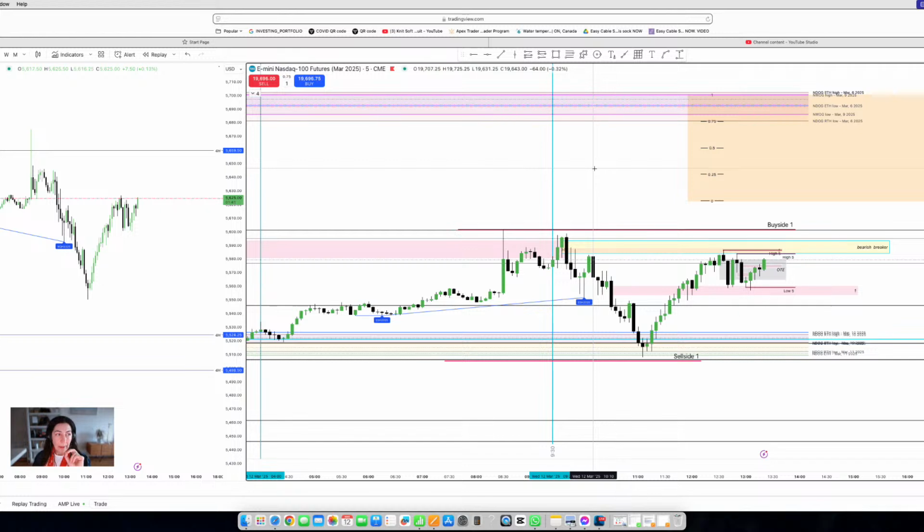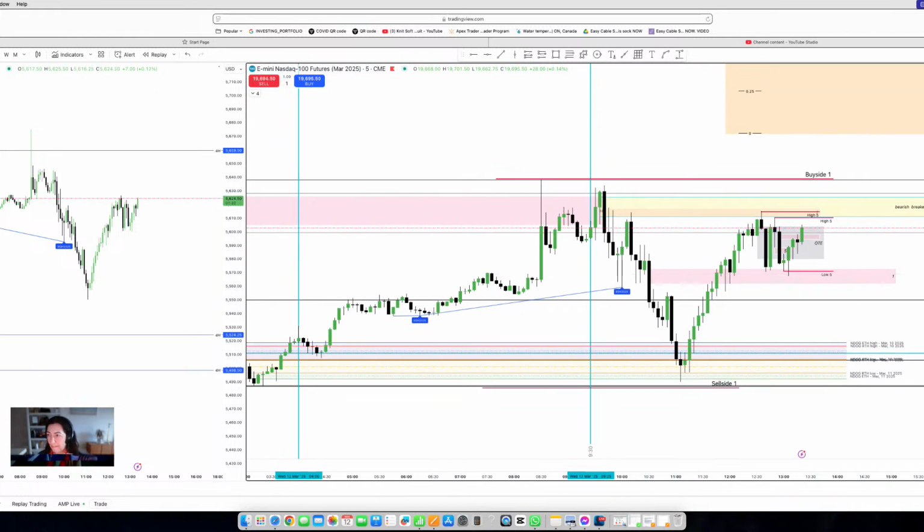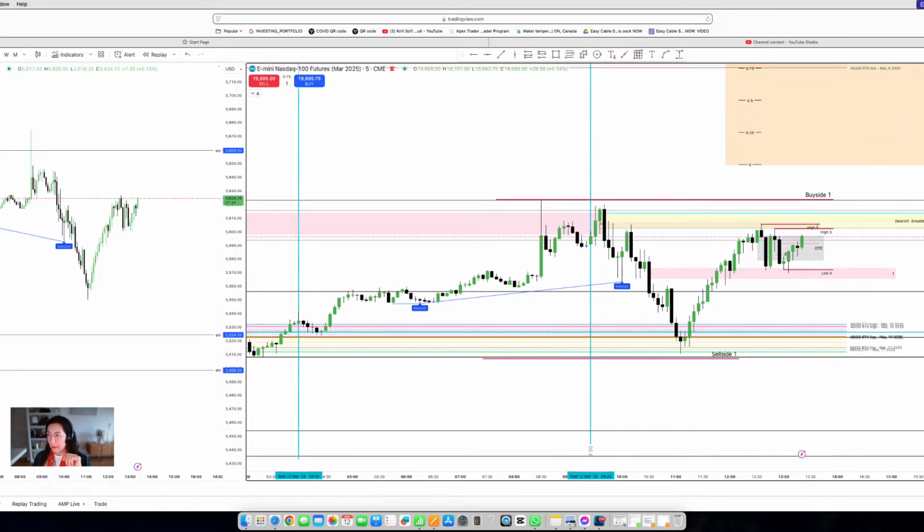Now we've got PPI tomorrow. We have red folder news Thursday and Friday. So we have another 2 days of red folder news, which could bring price back up here.